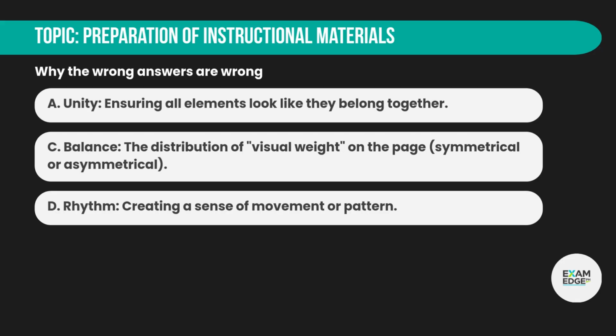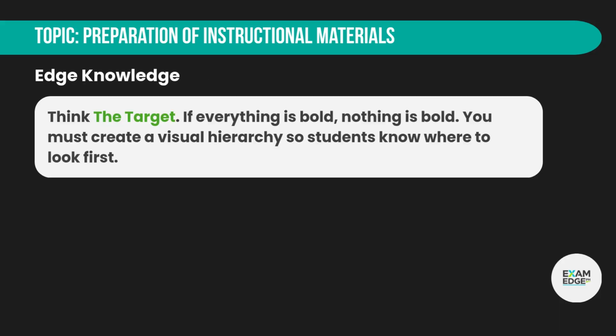A. Unity. Ensuring all elements look like they belong together. C. Balance. The distribution of visual weight on the page, symmetrical or asymmetrical. D. Rhythm. Creating a sense of movement or pattern. Edge knowledge. Think the target. If everything is bold, nothing is bold. You must create a visual hierarchy so students know where to look first.